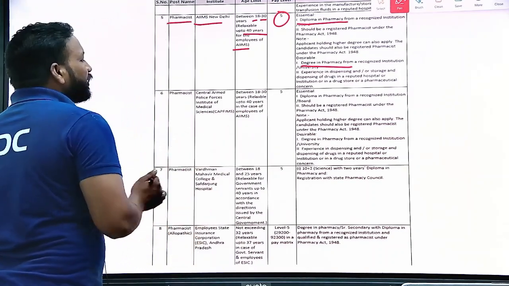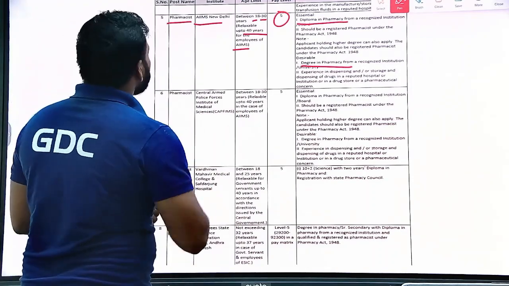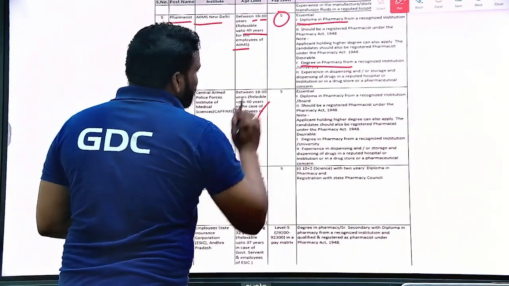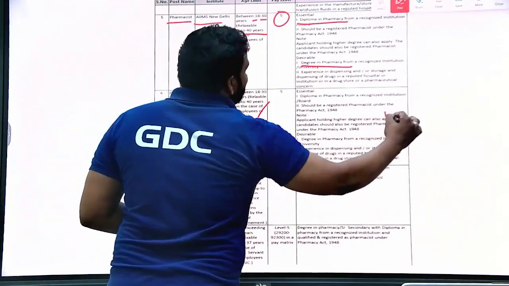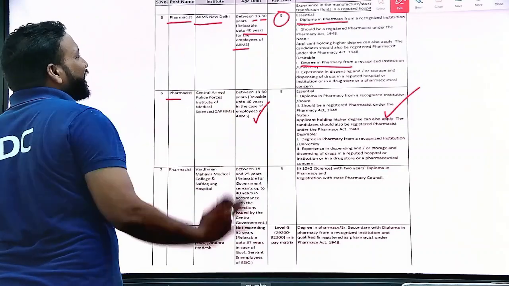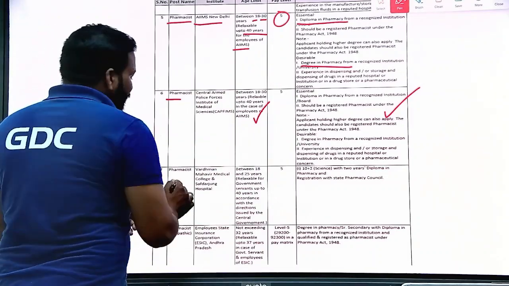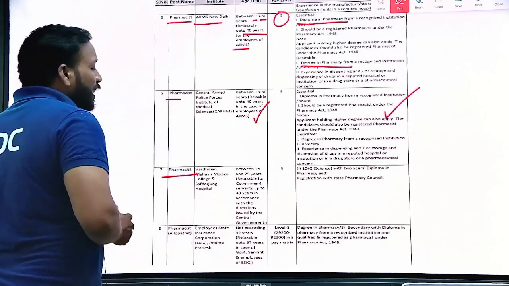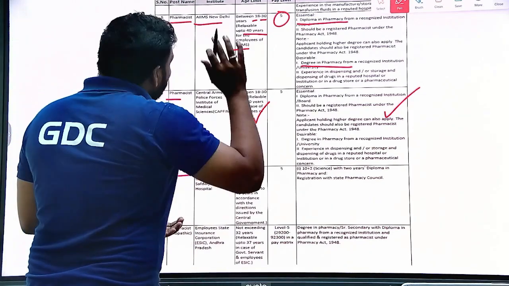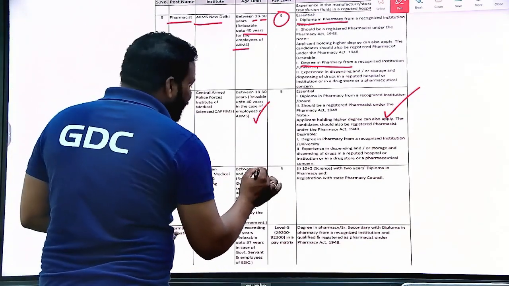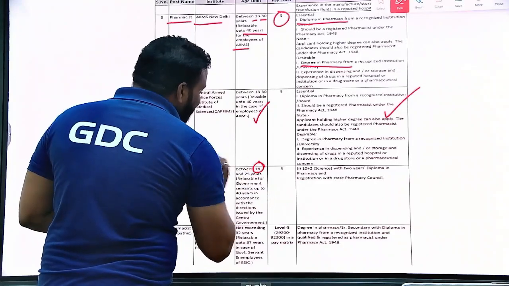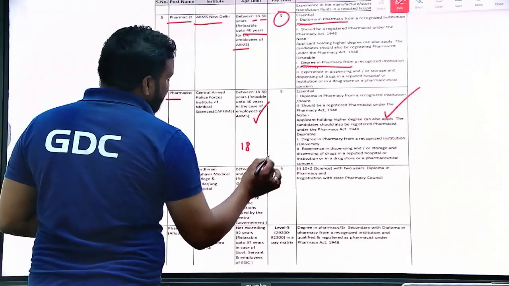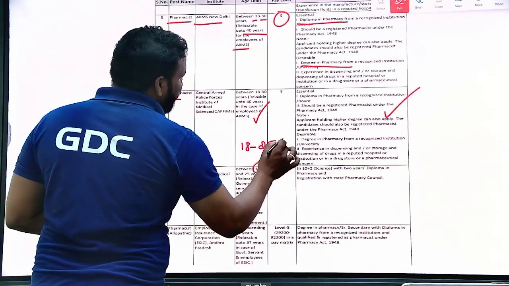And next, moving to the Central Armed Police Forces Institute of Medical Sciences. In that pharmacist post there is the same age relaxation and the same qualification as the AIIMS New Delhi pharmacist. Also, VVMS College Southern Hospital has a pharmacist post, but the age limit is slightly varied. It can be reduced up to 5 years. The minimum age is 18 and the maximum is 25 years.